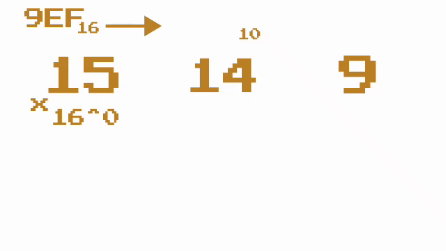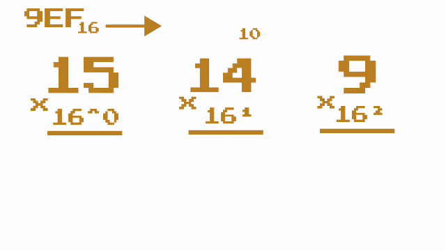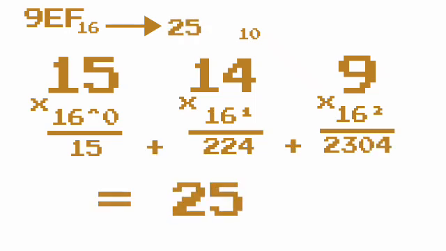Hexadecimal 9EF to decimal. List down the given, starting from the last symbol, so F is converted to 15, E is 14 and 9. Multiply 15 to 16 to the 0 power. Multiply 14 to 16 to the first power. Multiply 9 to 16 to the second power. 15 times 16 to the 0 power is 15. 14 times 16 to the first power is 224. 9 times 16 to the second power is 2304. Get the sum, so it's 2543.